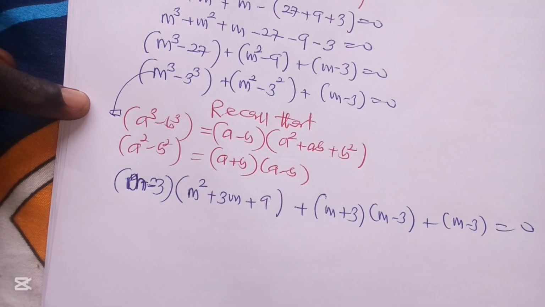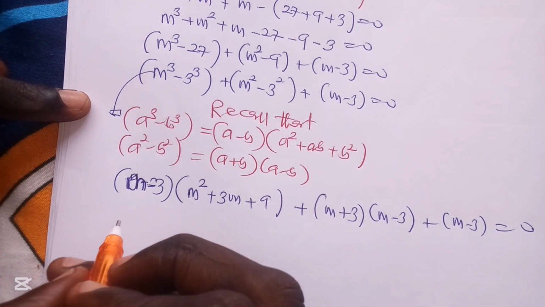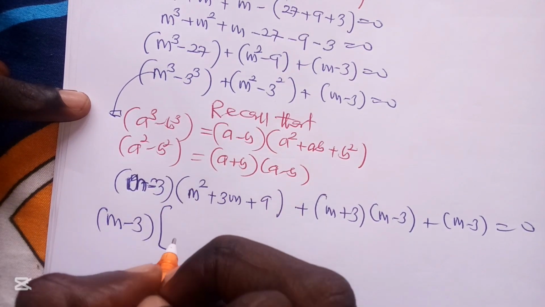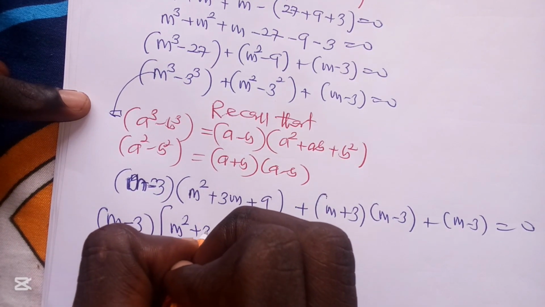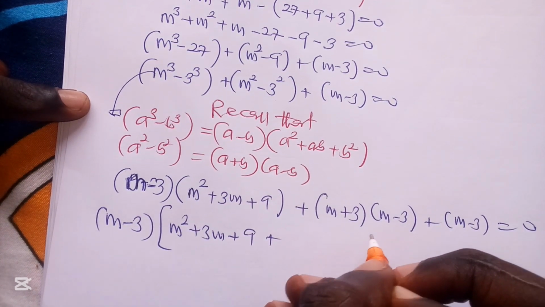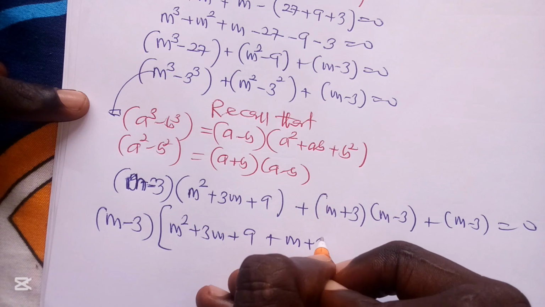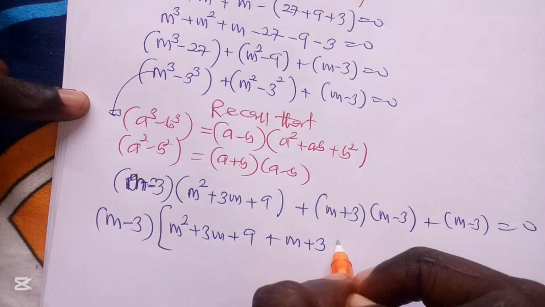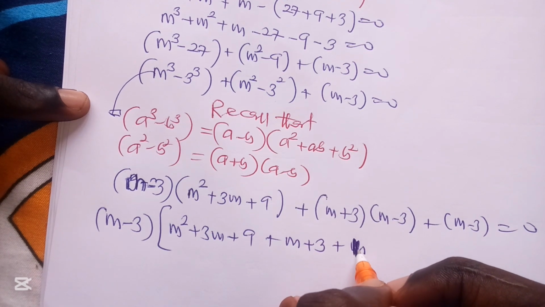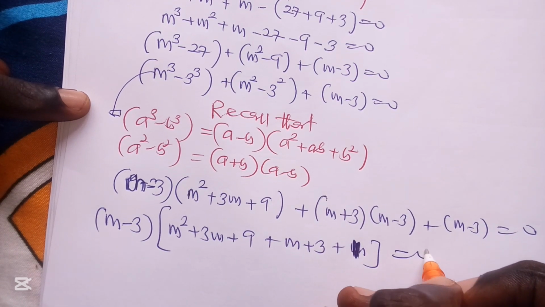Now from this point, what are we to do next? We factorize. What is common here? It is m minus 3. Then we take it outside. We say m minus 3 is the common factor. Then what remains is m squared plus 3m plus 9. Here what remains is plus m plus 3. What remains here is plus 1. Then everything becomes 0.